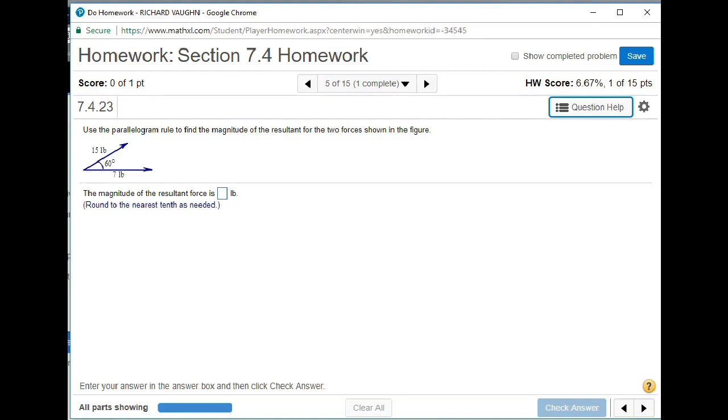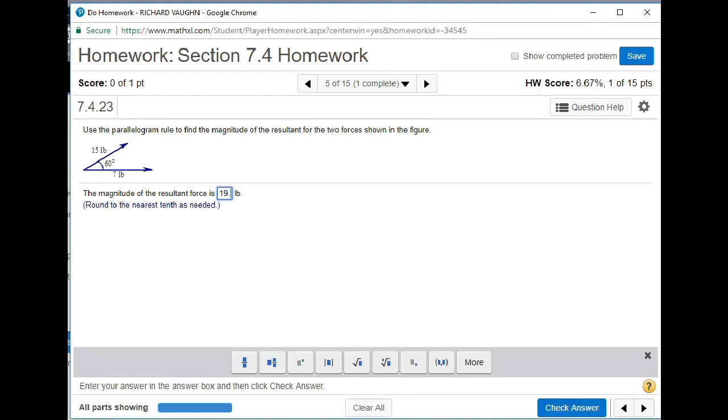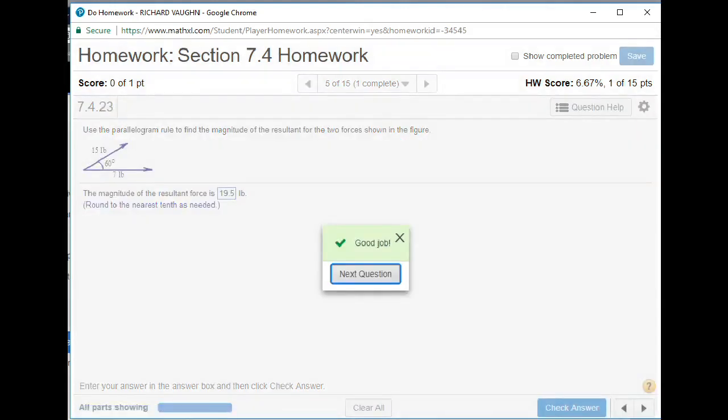Now, that's the square of the length of the diagonal. So now I need to take the square root to find the length of the diagonal. And the square root of 379 is 19.468. And they want to round to the nearest tenth, so we'll round that to 19.5 pounds. Let's see how I did. All right, good job.